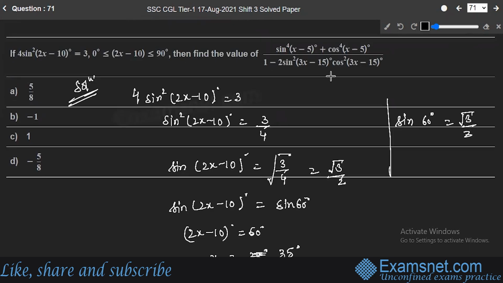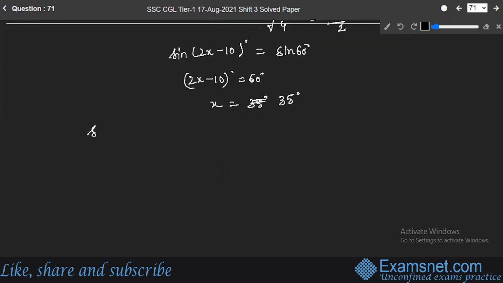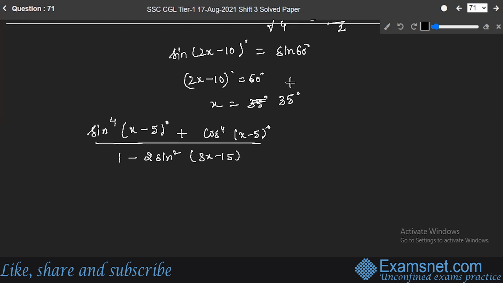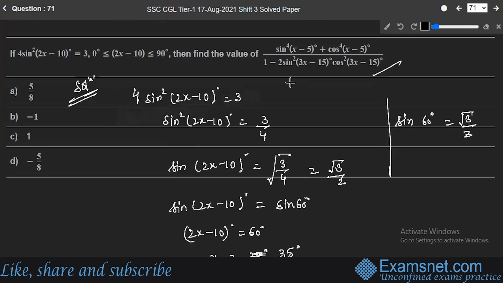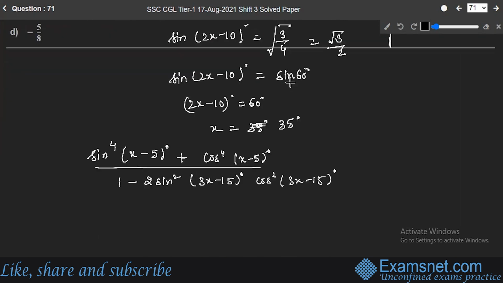Now, you have to find out the value of this expression. Let's fill in the value of x in the given expression. First of all, write down: sine raised to power 4 (x minus 5 degree) plus cos raised to power 4 (x minus 5 degree), whole divided by 1 minus 2 sine square (3x minus 15 degree) cos square (3x minus 15 degree). Okay, yeah, this is the one which is given to you. So now I'll put the value of x.